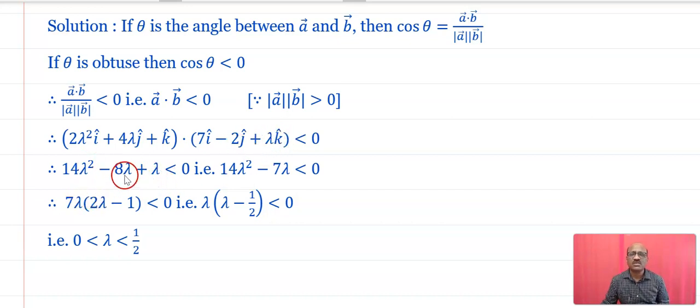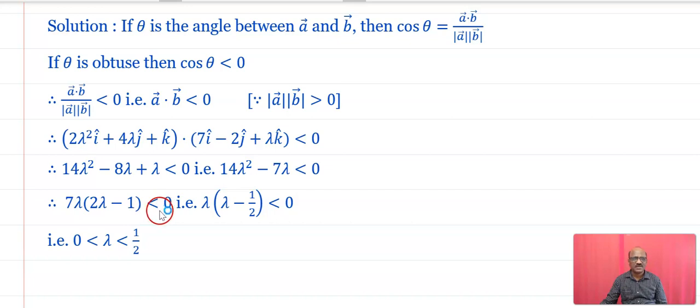Therefore 14 lambda square minus 8 lambda plus lambda. If you evaluate it, that is 14 lambda square minus 8 lambda plus lambda, then you will get minus 7 lambda, which is less than 0. Again we will simplify it. We will take 7 lambda as common. If we take 7 lambda as common, then in bracket you will get 2 lambda minus 1, which is negative.